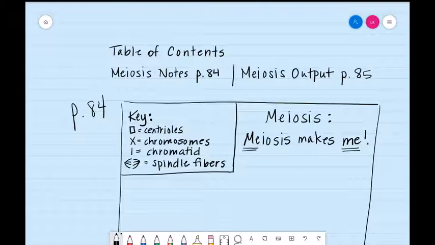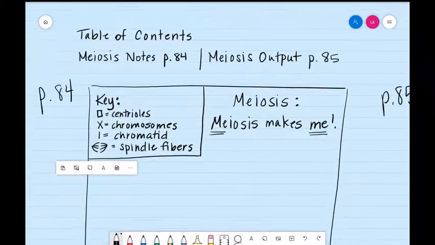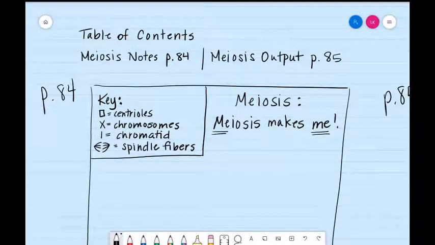Also at the top of your paper, on the left side, page 84, please go ahead and update your key in the corner, which is just kind of a list of vocabulary words that you're going to need to know in order to take these notes. Many of them you already know. In fact, all of them you should already know, but it's just a good reminder.